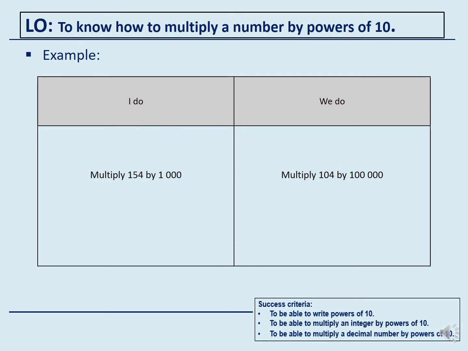More questions. I do the first one. Multiply 154 by 1000. Because 1000 has 3 zeros, when I times by 1000, I get 3 more zeros. So if I times 154 by 1000, I get 154,000. 5 seconds, have a go with the video question.